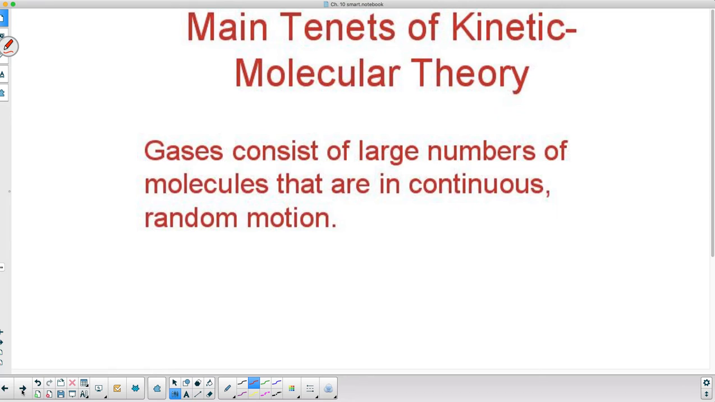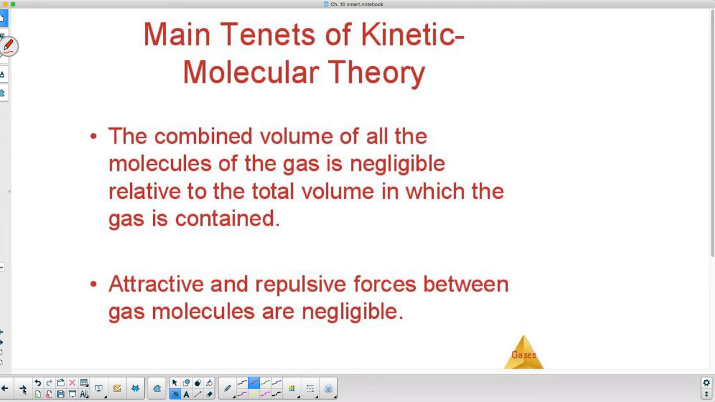They always have a lot of space in between the particles, and when they get close to each other, sometimes they hit, sometimes they don't, but for the most part, they just fly around and bounce off the walls and bounce off each other. The combined volume of all the molecules of the gas is negligible. That means the volume of the particle itself, like the little billiard ball or little BB that's flying around, is insignificant compared to the amount of space the molecules flying around take up.